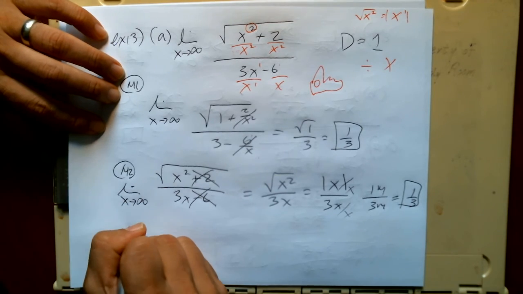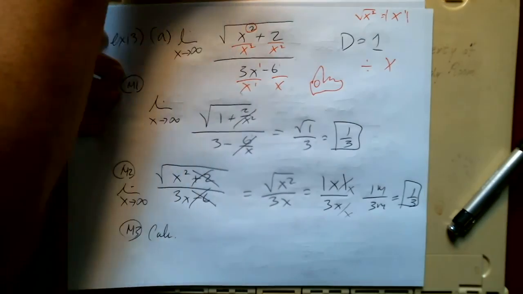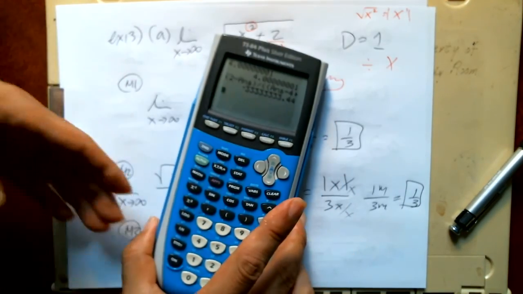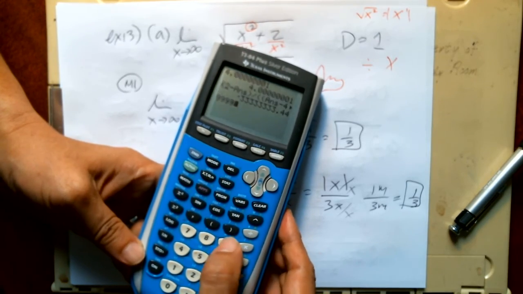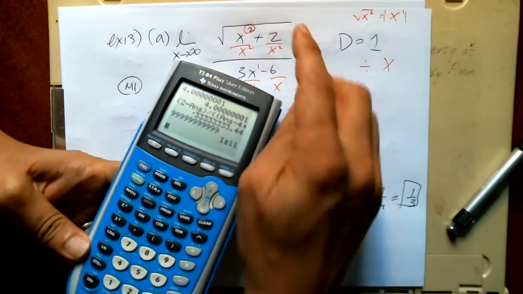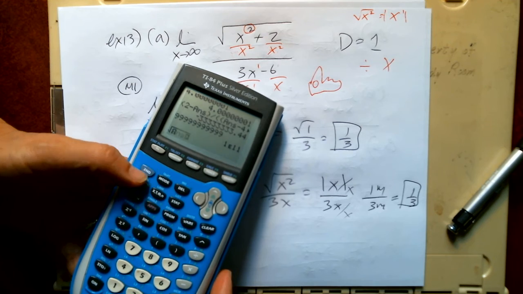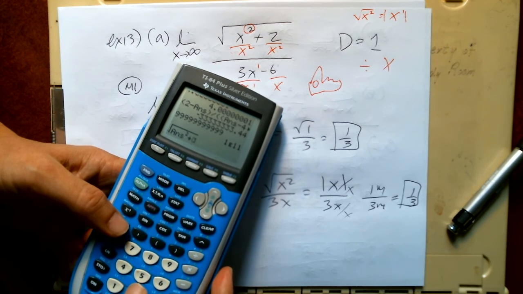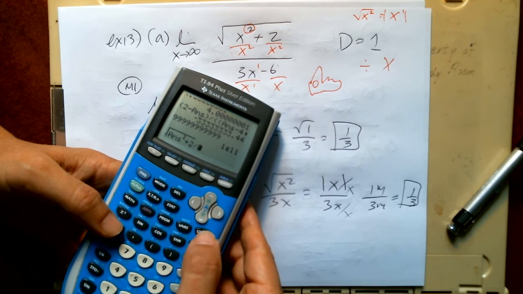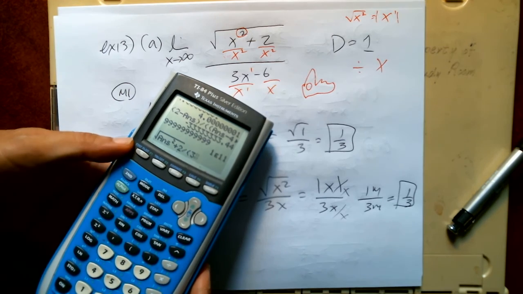Method 3 now, using your calculator. Give me a huge number. It really doesn't matter what that huge number is. I'm just going to pick a number of 9999999. Okay? And I'm going to put square root of the answer squared plus 2. And I'm going to get out, and then I'm going to divide that by, you have to put parentheses around it, 3x minus 6. 3 times the huge number.